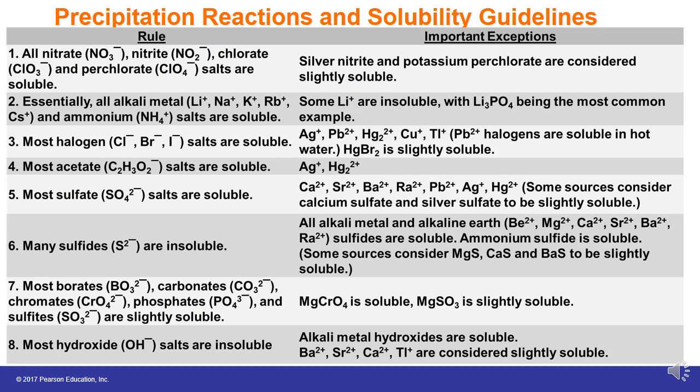Another more comprehensive set of solubility guidelines can be found here, where on the left-hand side is the rule. So let's say sulfides are insoluble except when formed in compounds containing these cations. So let's say magnesium sulfide is soluble. Calcium sulfide is soluble, okay? And ammonium sulfide is soluble. Some sources say that these might be slightly soluble. If I'm going to ask you a question on an exam, it's going to be clearly delineated so you can tell whether that compound is soluble or not.